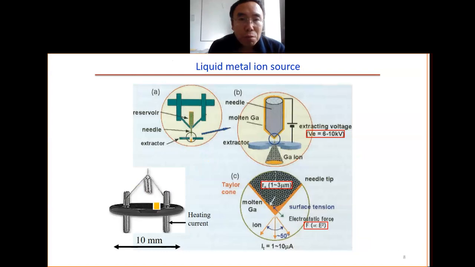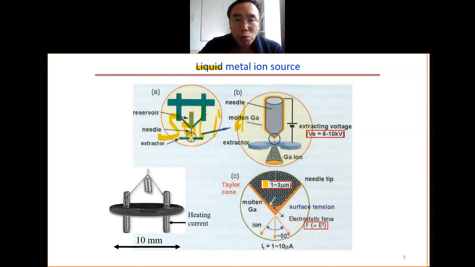Now here is the photo of the liquid metal ion source. So here is the idea of the current coming out. You have the molten gallium and you have the tungsten. So now I want to ask you, do we really need liquid metal to have the ion source? Can we use solid metal?